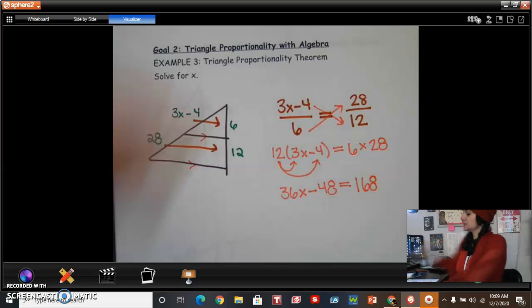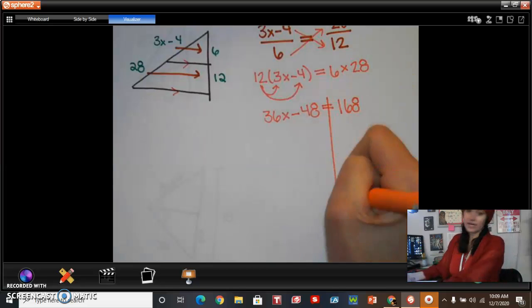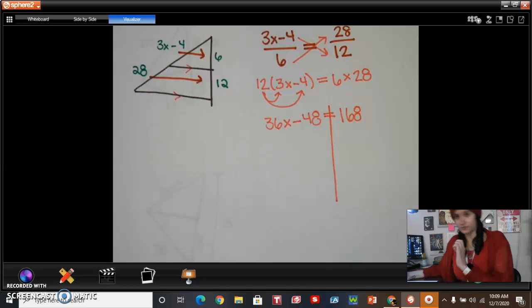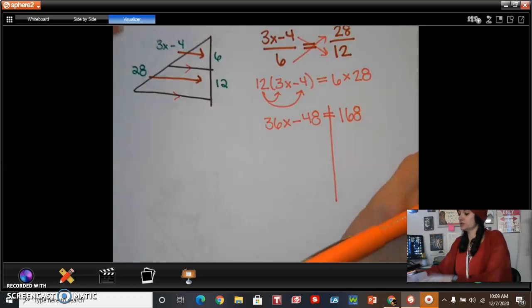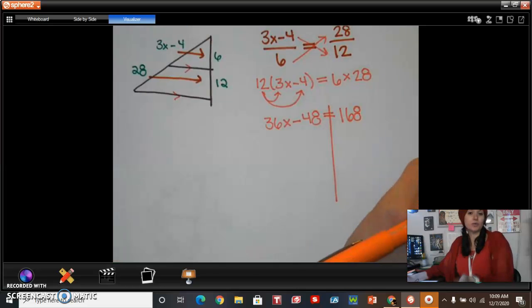All right, so if we were to solve for x, and this will be the last example I do for you for part 1 of this video, so I'll start with, we're on goal 2, so I'll start on goal 2, the next example on the next video.